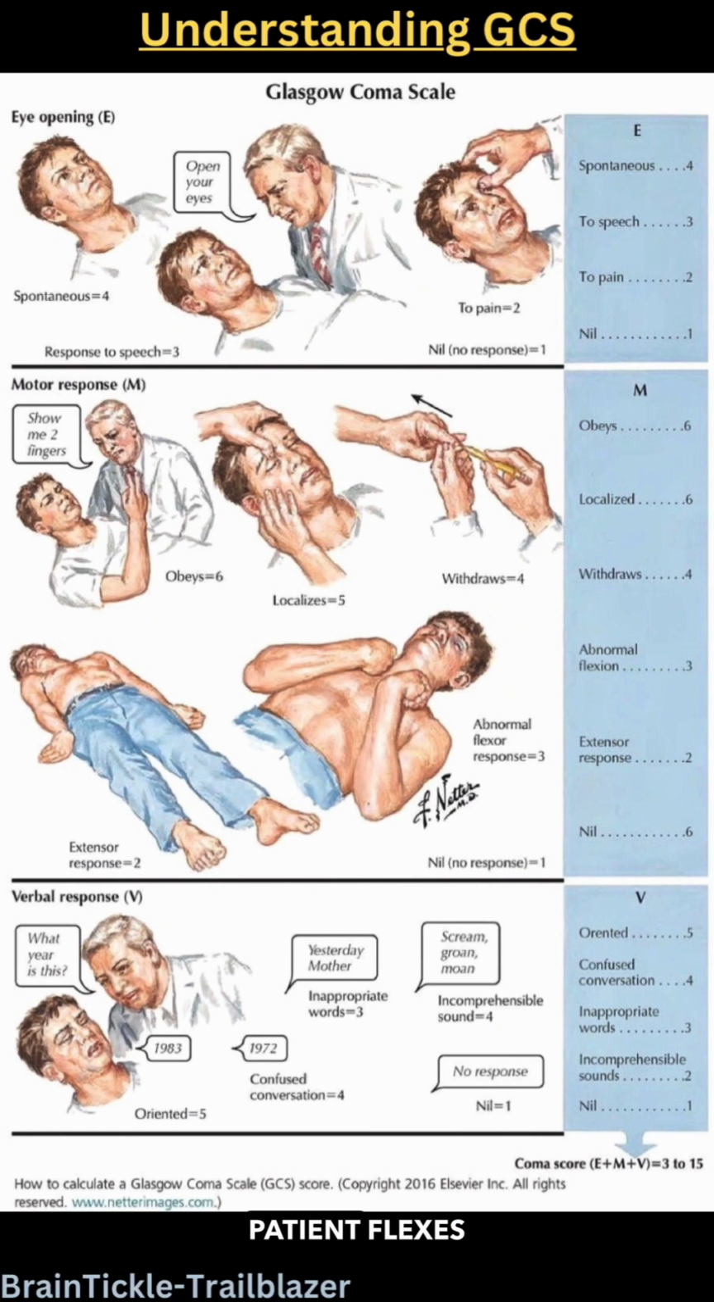Whereas if the patient flexes his elbows in this manner, this is abnormal flexor response, where in this case the patient is flexing his arm with the help of contraction of bicep muscle, and over here you can see an abnormal extensor response because of the triceps muscle, where the arms are in the extended position. So in this case, either a score of 2 or 3 will be given. If there is no response whatsoever, you are going to give a score of 1.